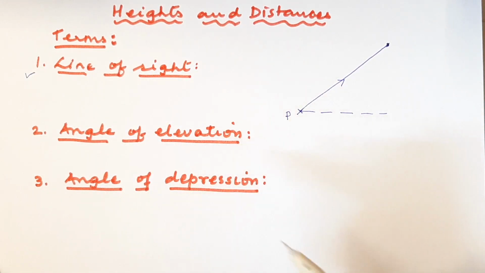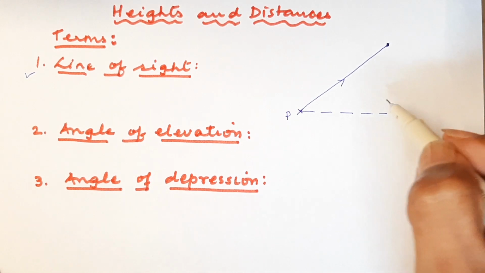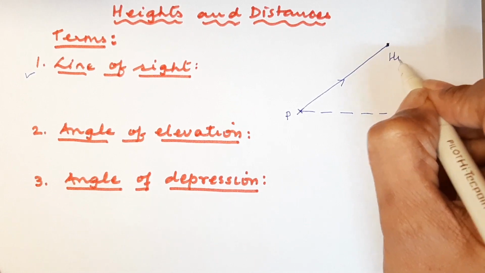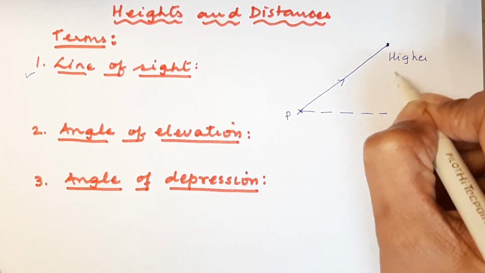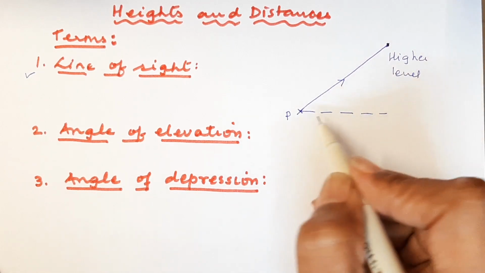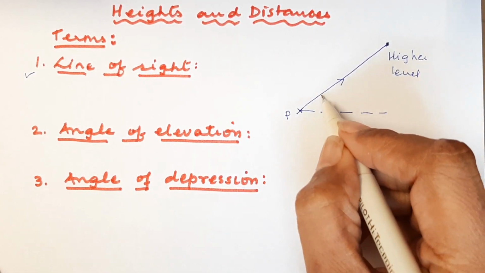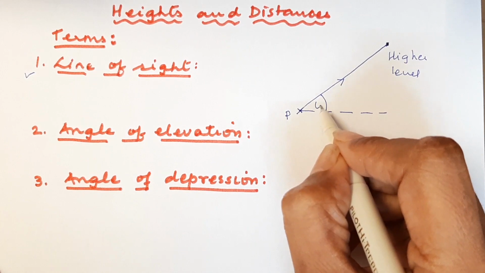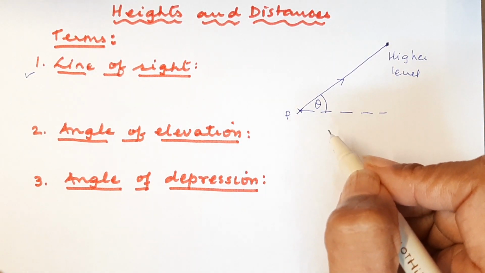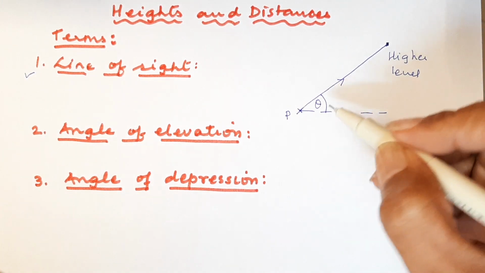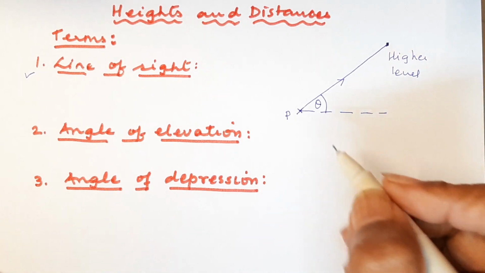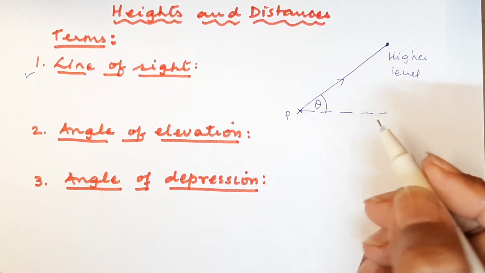Now what is the angle of elevation? If the body is at a height, which means it is at a higher level, then the angle made by the line of sight with the horizontal, this angle, let's call it theta, that becomes the angle of elevation. So angle of elevation is when the object is at a higher level than the person, the observer.